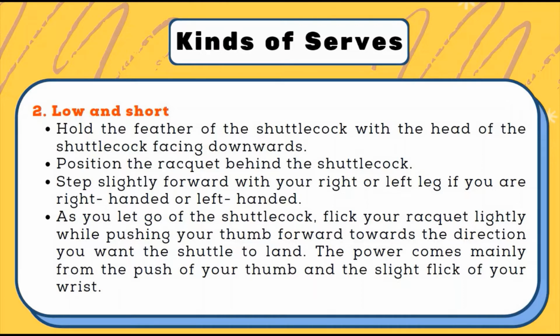Step slightly forward with your right or left leg if you are right-handed or left-handed. As you let go of the shuttlecock, flick your racket lightly while pushing your thumb forward towards the direction you want the shuttle to land. The power comes mainly from the push of your thumb and the slight flick of your wrist.